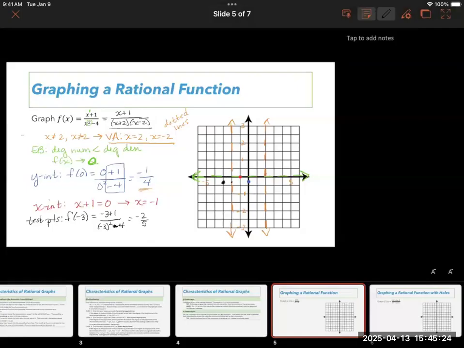Okay, and I'm going to do the same with +3. I have 3 plus 1 over 3 squared minus 4. And now I'm going to get 4/5. So for positive 3, I'm going to get something right about there.